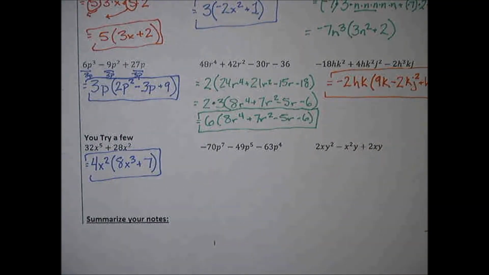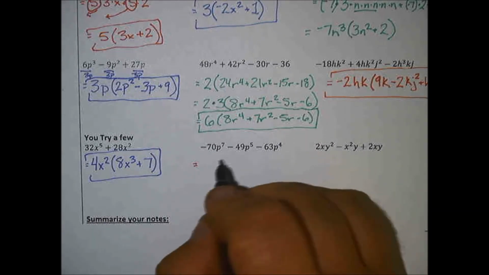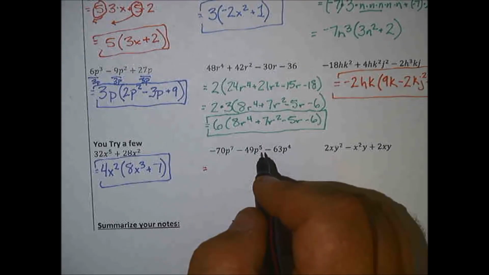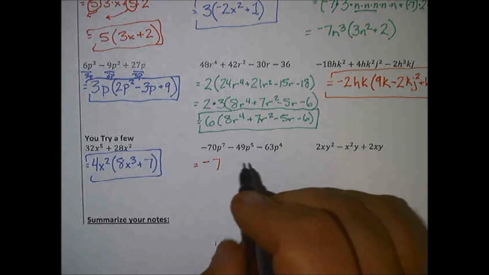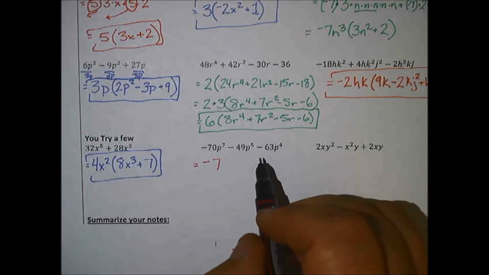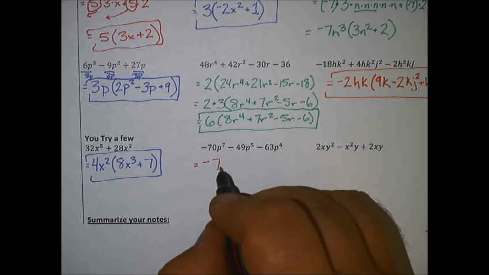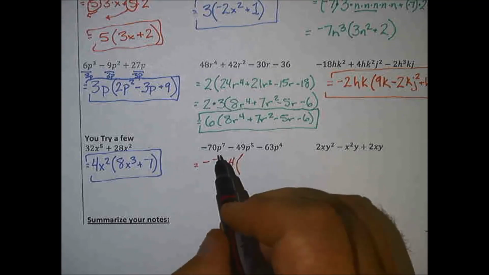Okay. Next one, I'm going to pull out a negative. You should be pulling out a negative in this one since they're all negative. And they're all multiples of 7. So I'm going to pull out a negative 7. And then variable-wise, every one of these has at least 4 p's in it. So I'm going to pull out p to the 4th. And let's see what we get.